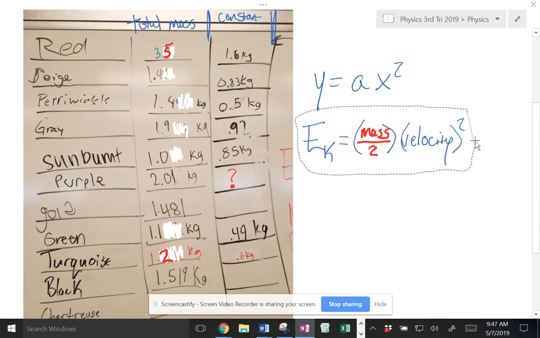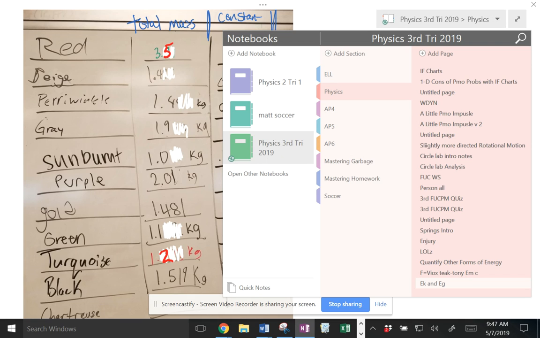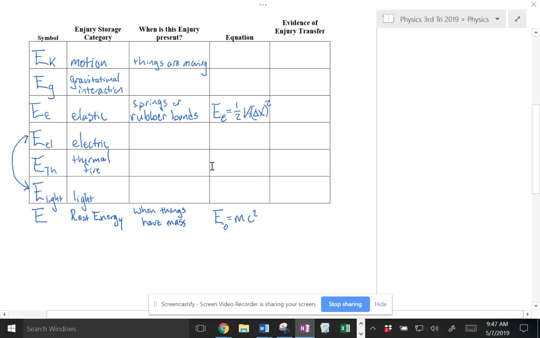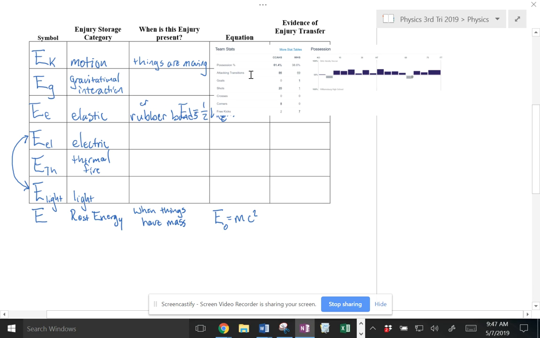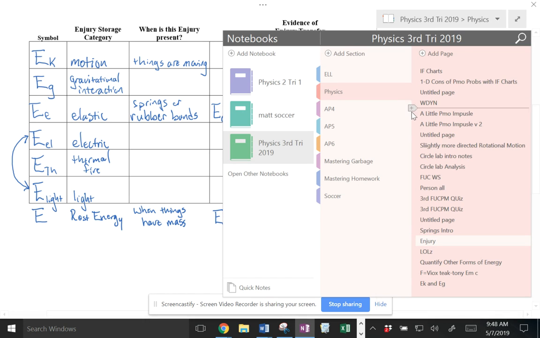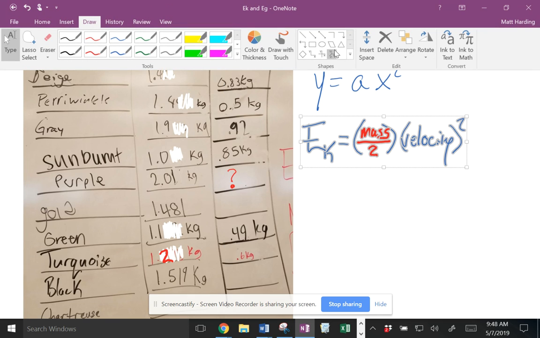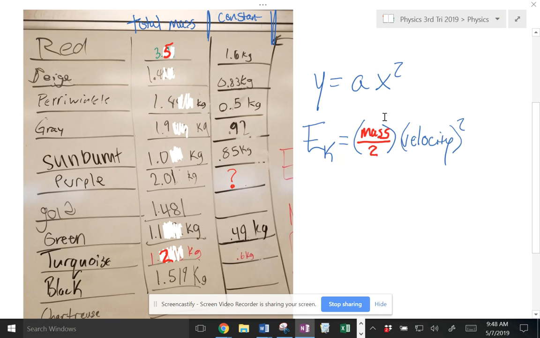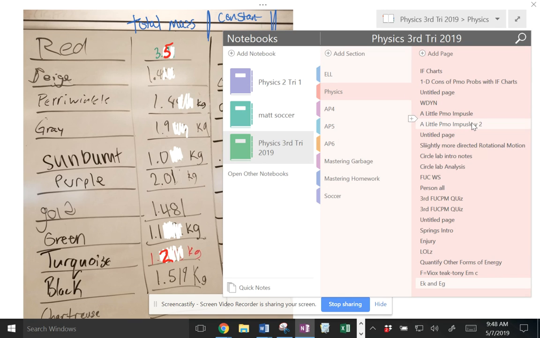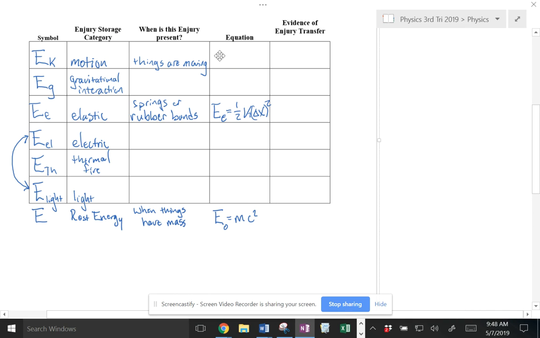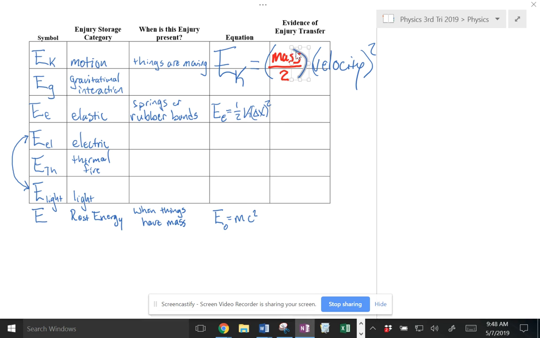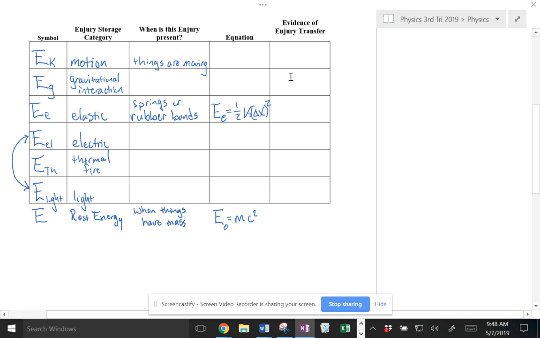So if I borrow this and go back over to the energy cheat sheet, let's find that spot. That's not what I wanted. That's not what I wanted. All right, try that again. Ooh, that's huge. Can we make it smaller? That's lame. All right, I'll just write it.